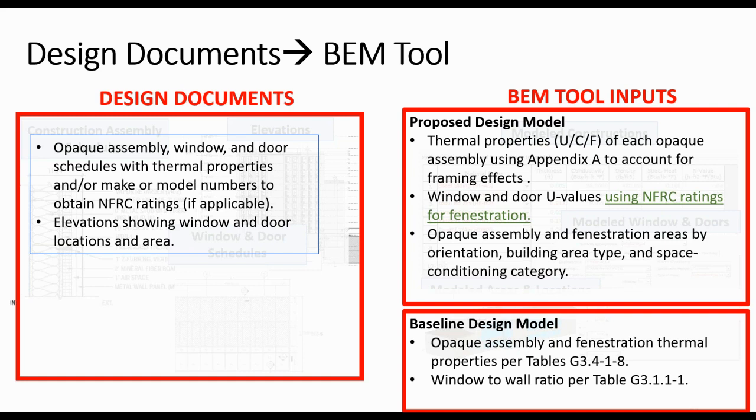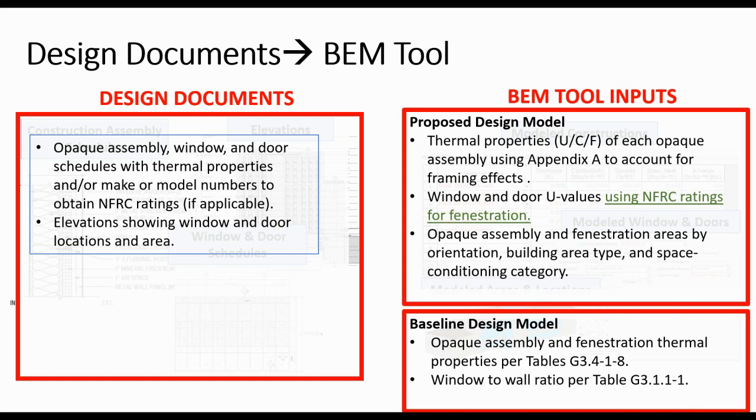And in order to figure out the appropriate model inputs, you need to not only capture those areas, but understand the different opaque assembly and fenestration areas by orientation, building area type, and then also the space conditioning category. Because those are important in determining the prescriptive requirements and the baseline model inputs.